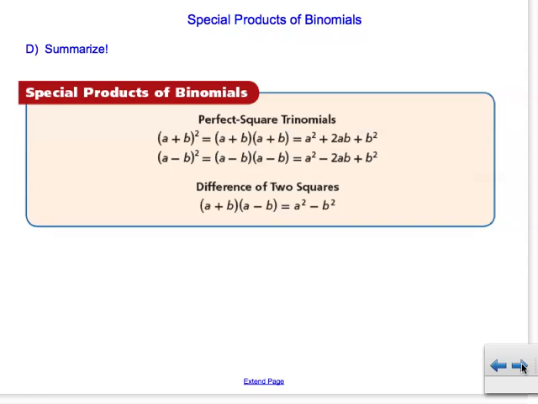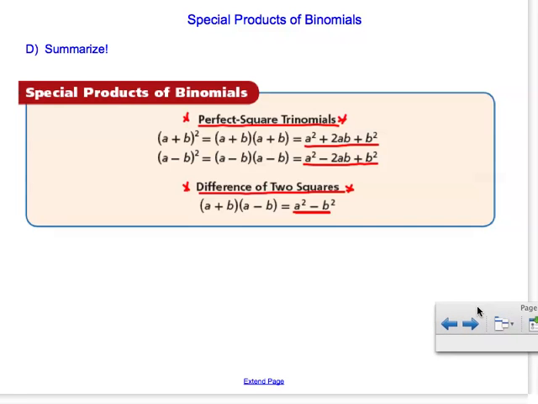We have the perfect square trinomials right here, and we have the difference of two squares. The part that is the perfect square trinomial is this part here, what the result is. The part that is the difference of two squares is this here, the result after you FOIL. So hit pause, copy that down. Come back to me when you're done. All right, hopefully you have that copied down.